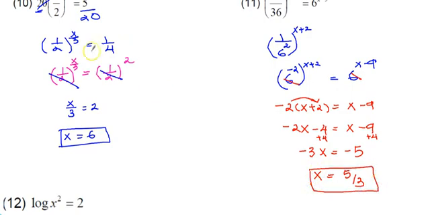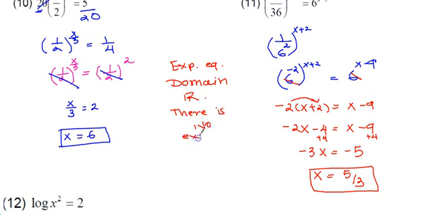Exponential functions always have a domain of all real numbers, so we do not have to check for extraneous solutions. For exponential equations, the domain is all real numbers. There is no extraneous solution. But with log equations, you always check for extraneous.